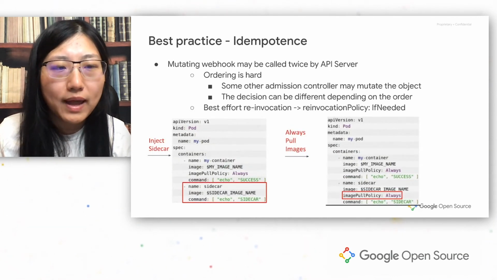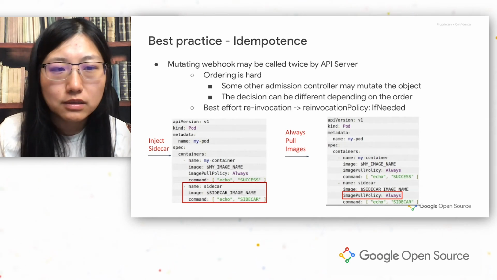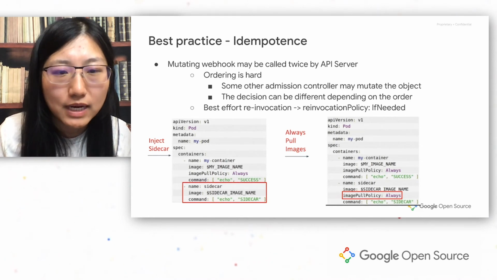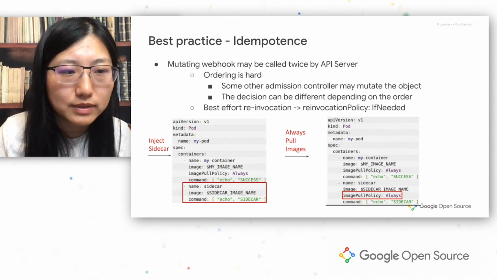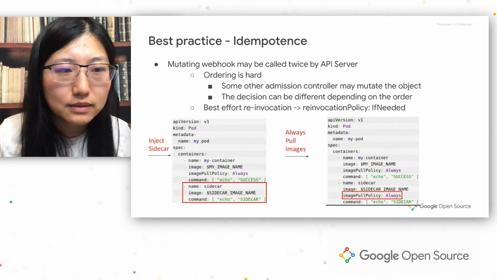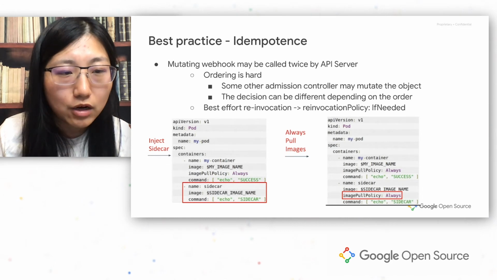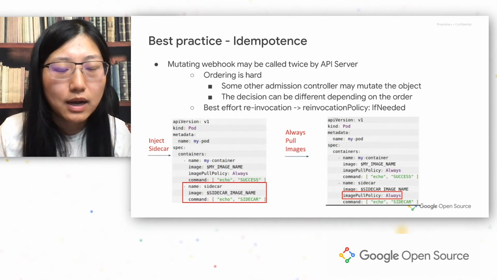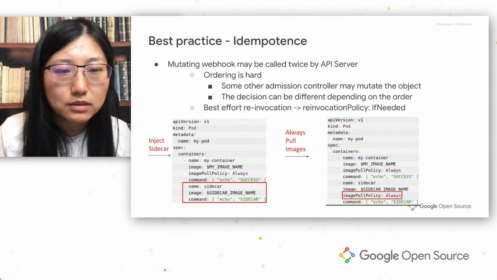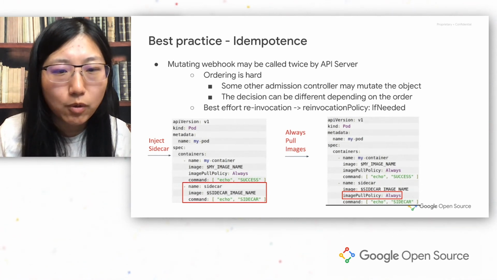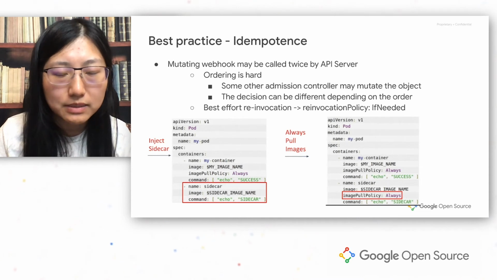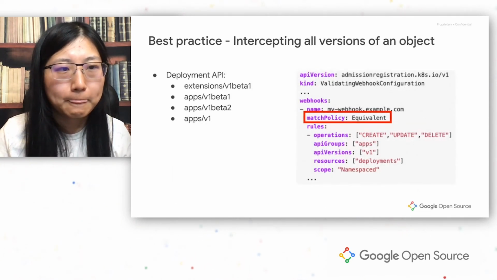So we apply the best effort reinvocation mechanism by allowing the reinvocation policy field to be set to IfNeeded. So in the previous case, inject sidecar is called, and it injects a sidecar container into the container list. And then always pull images is allowed to be called twice and updates the image pull policy to be always, which meets the expectation.